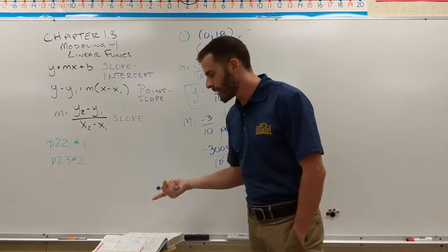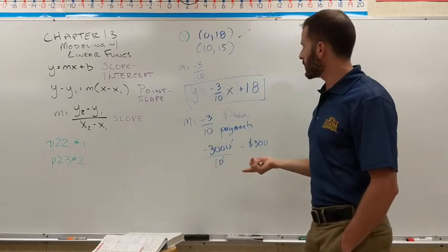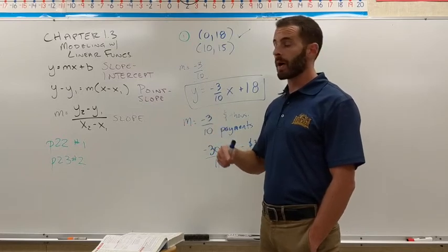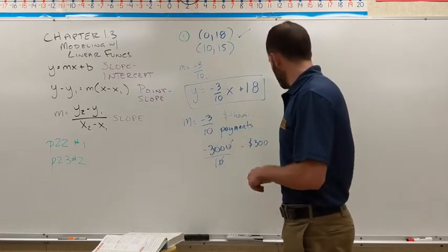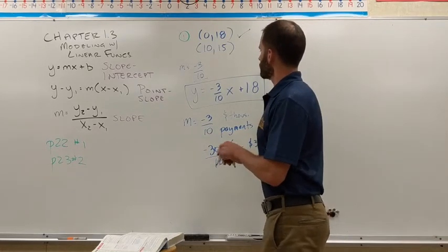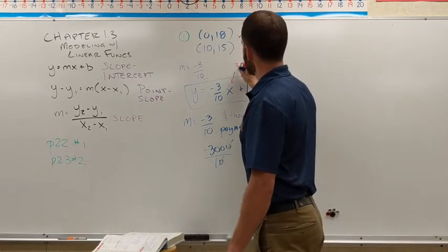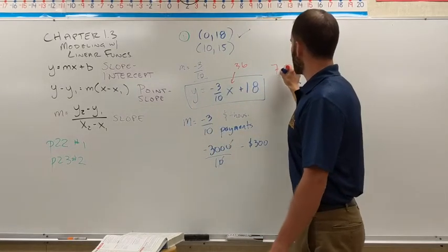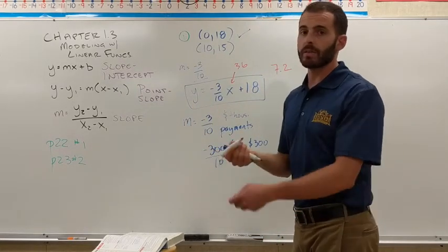Finally, the remaining balance after 36 payments. Again, take a look at your axes. Is payments your x or your y? It's your x. So I'm going to plug in 36 for x right here. You're probably going to want to use a calculator. When you do, you're going to get 7.2, but you're not done, because that doesn't mean anything.